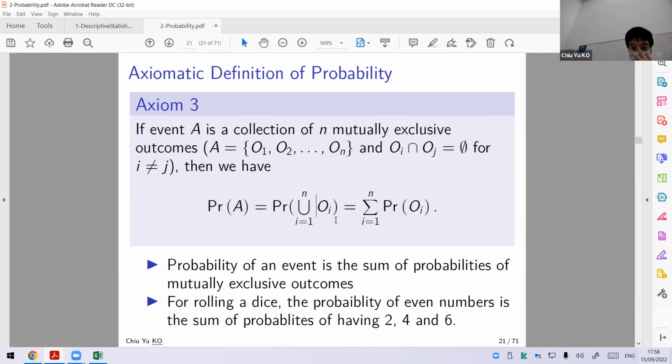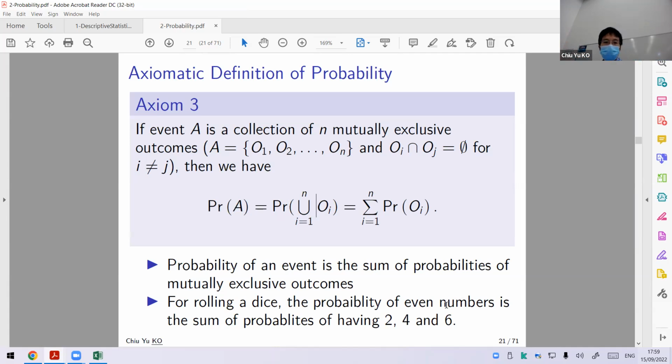So the idea is the following. An even number has outcomes 2, 4, and 6, and 2, 4, and 6 are mutually exclusive. The probability of an even number will be the probability of getting 2 plus the probability of getting 4 plus the probability of getting 6. That is what this statement is. You may think this statement is very natural. Yes, it's very natural.